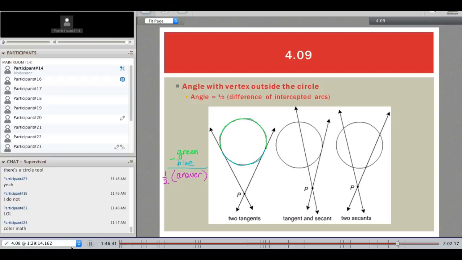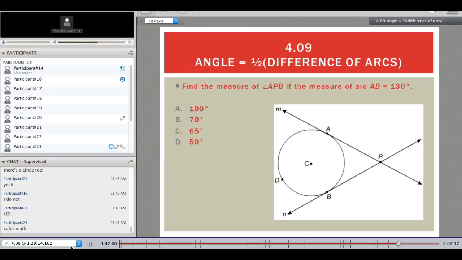So it's saying you take half of the difference of the intercepted arcs. So difference means you subtract, right? You just take these arcs and subtract, and that answer, whatever you get, you take half of that. And that's actually this angle down here. So let's see if we have an example. If we actually work through an example, that helps a lot, right?